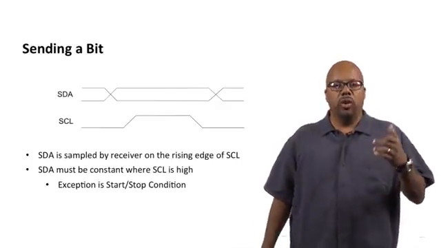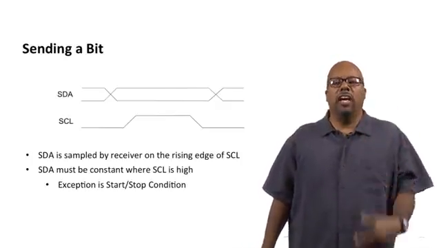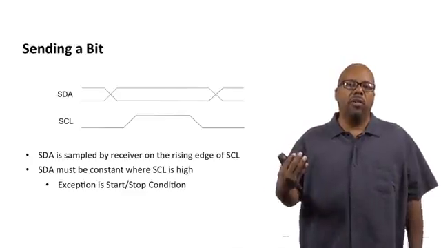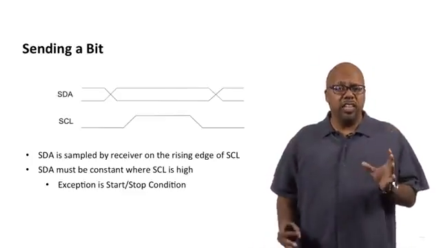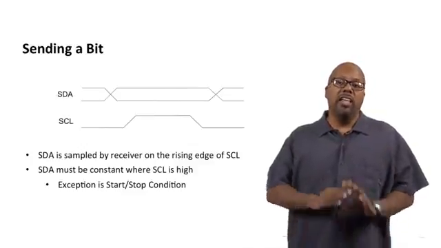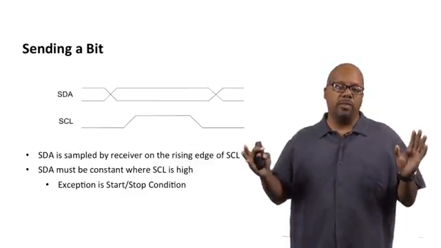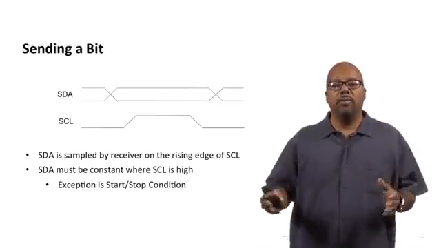A start condition is where the SDA goes low while the clock is high, and stop is where it goes high while the clock is high. But if you're sending actual data, then the rule is that the SDA line has to be held constant the whole time that the clock is high.